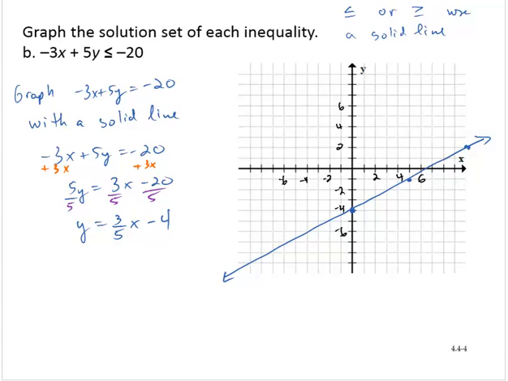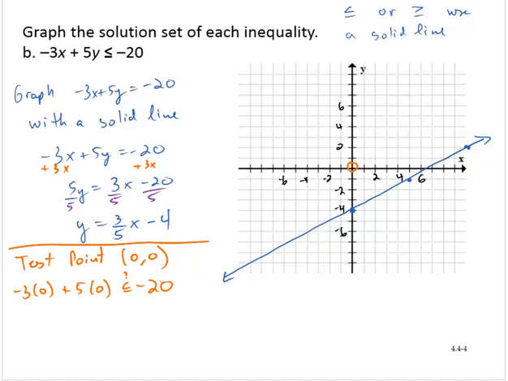Test point. So now remember, it's an inequality. I have to determine where to shade. So let's use a test point. Again, notice the line does not pass through 0, 0, so I'm going to test 0, 0. Is negative 3 times 0 plus 5 times 0 less than or equal to negative 20?